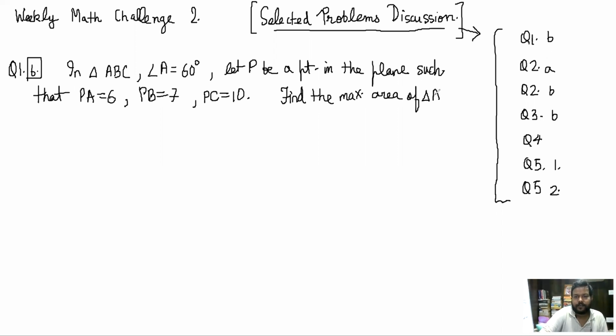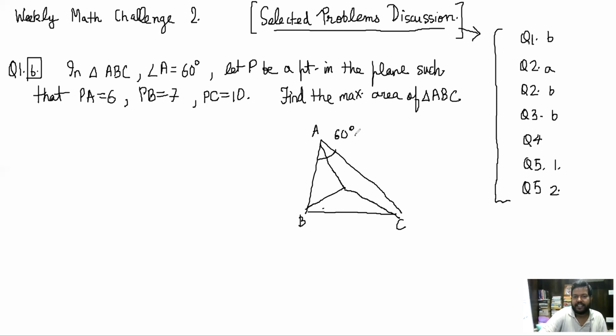Okay. So we have a point in the plane, and there is a triangle, and there is a point in the plane inside the triangle, right? It could be outside as well, but for now we'll take it as inside. So this is ABC, and PA distance is given, PB is also given, PC is also given, and angle A 60 degrees is given, right? And you have to somehow get a sense of the maximum possible area of the triangle.